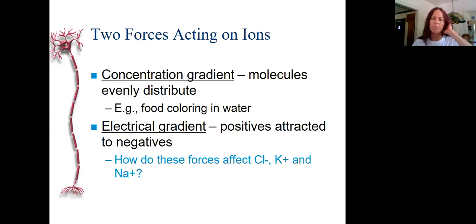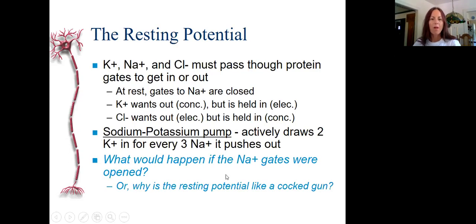Potassium is going to remain about the same because remember, it's more concentrated inside the neuron, so it's going to want to go out by the concentration gradient, but it's positive. So it likes that negative 70 millivolts inside the neuron. It wants to stay there because of that. So it wants to go out by concentration, wants to come in by electrical. So you can see now sodium is quite different because sodium is going to be drawn in by both forces, whereas the other ones are a little bit more stable because one force kicks them out and one force draws them in.